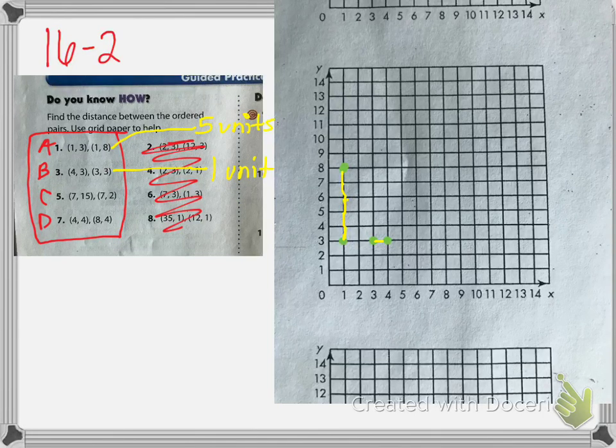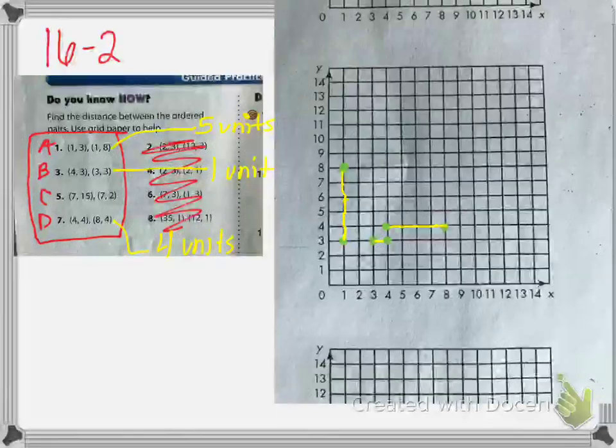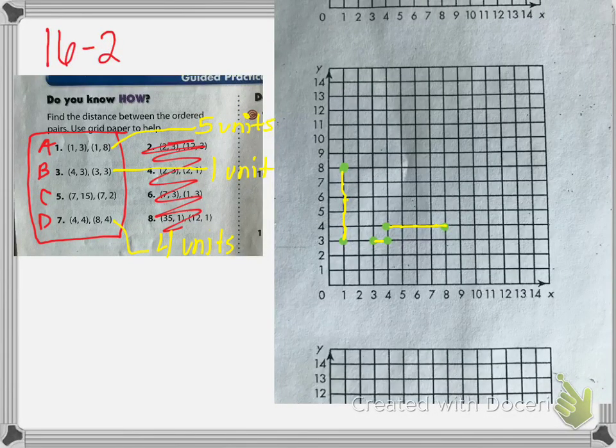The next one would be 7, 15. We'll skip that one since we don't have a 15 on our grid. So we're going to go to D, and we're going to do 4, 4, so over 4, up 4. My dot should be right there. And 8, 4: over 8, up 4. So let's see how far away that is. That's 1, 2, 3, 4 units. So that would be the way you find distance between ordered pairs.